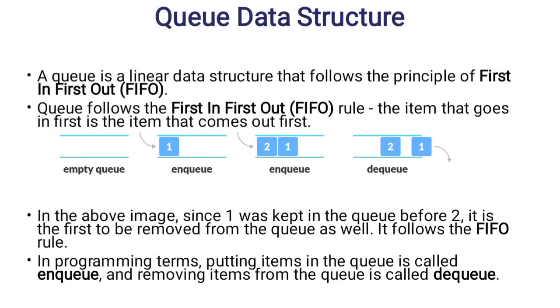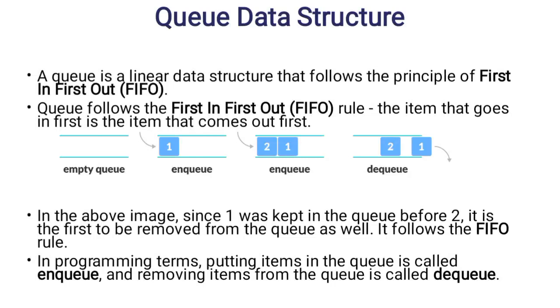So I would like you to understand something before I continue. How do we work with FIFO? I can give you an example. If you go to the bank, the first person that arrived at the bank will be the first person to be served. That is how the FIFO principle works.